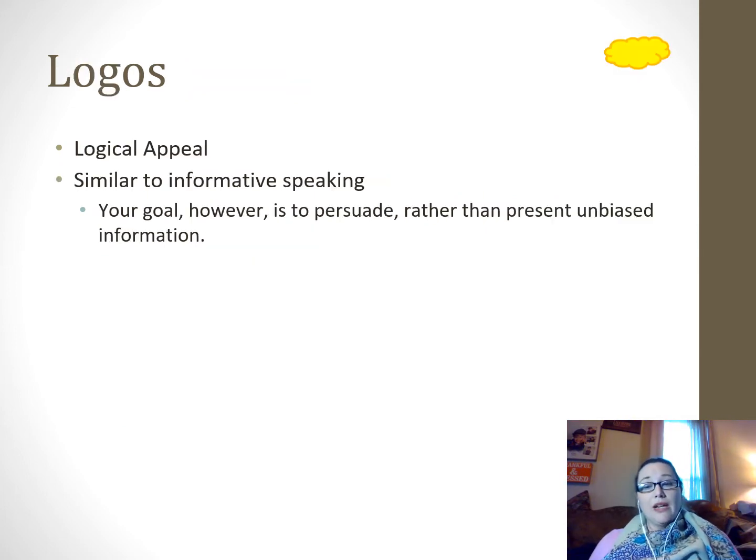Okay, we're going to move on now to logos. So logos is your logical appeal. I don't need to go into a huge amount of depth with this because you just finished your informative speech, and a lot of logic is what you established in your informative speech, which is research, etc. So the main thing here is that our goal with logos is that we are attempting to persuade rather than just lay out facts. So the persuasion goal is what's different with our logical appeal here.